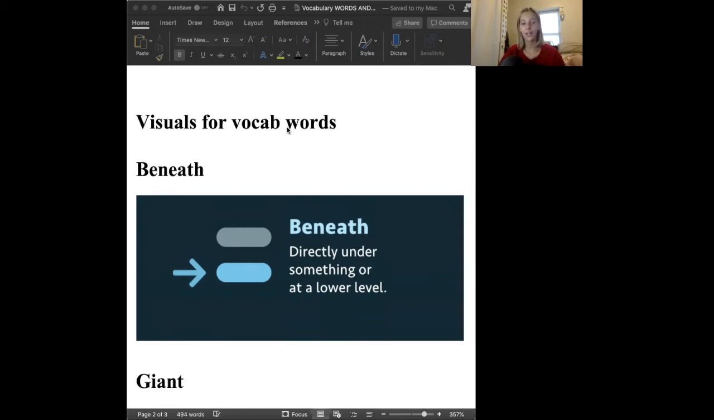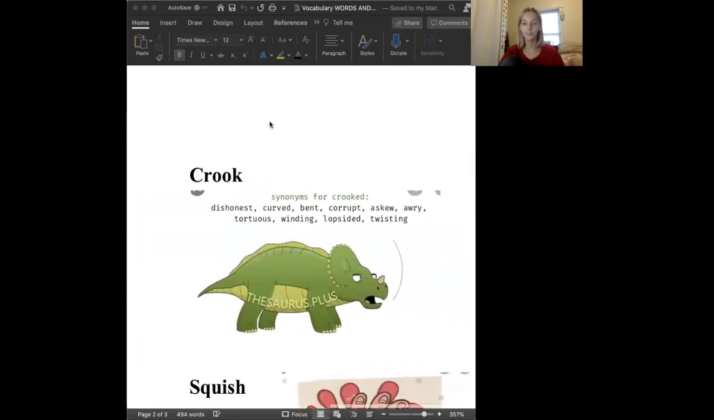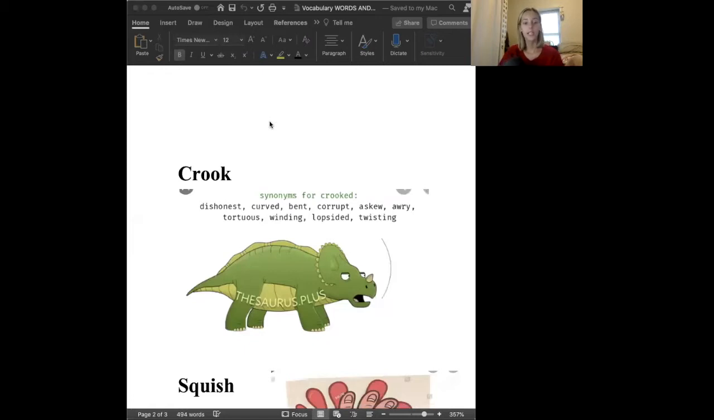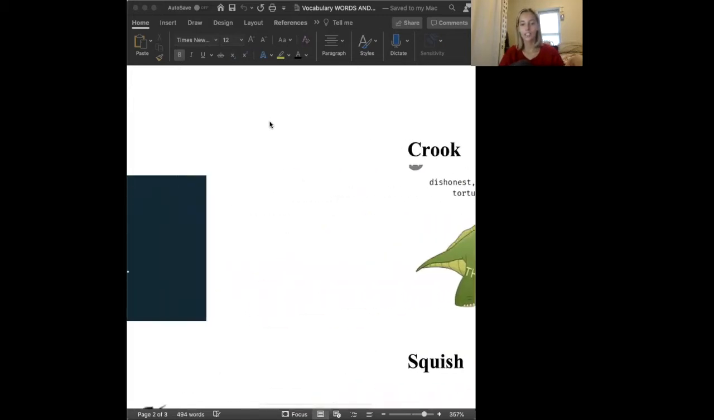Now we're going to go over the word crook. Now, a crook is a dishonest person or doing something that's against the rules. Let's say it together. Crook. Good job. Now here it is in a sentence. That man is a crook and cannot be trusted. Can you use crook in a sentence for me? Good job.